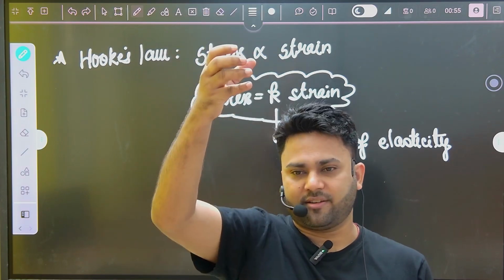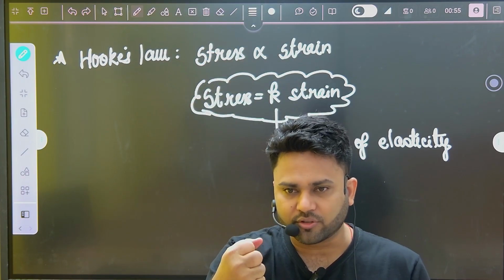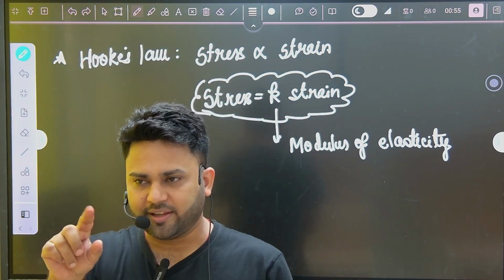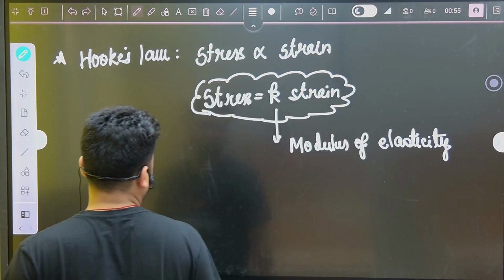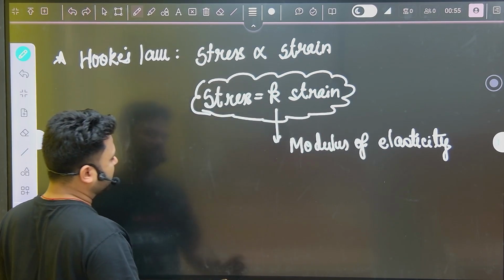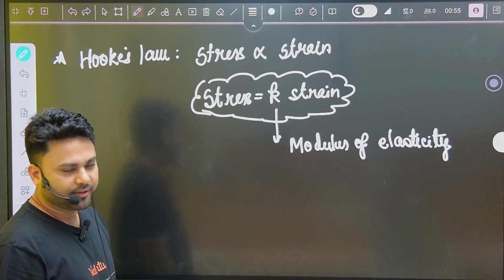Suppose there is a wire, a cable wire. You are applying more force. There will be more change in length. Delta L will be more, so strain will be more. So this formula you need to remember. 90% of the chapter revolves around this formula. Correct?